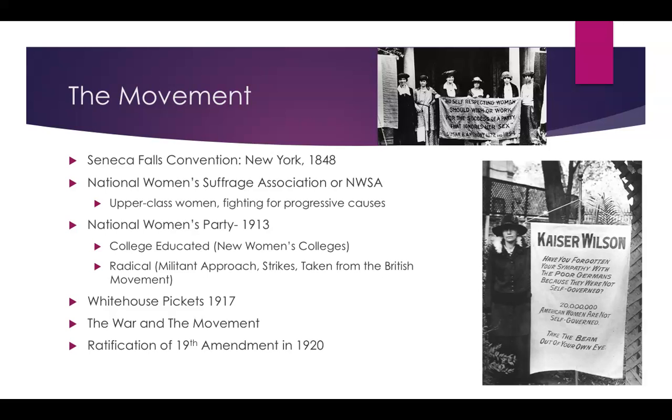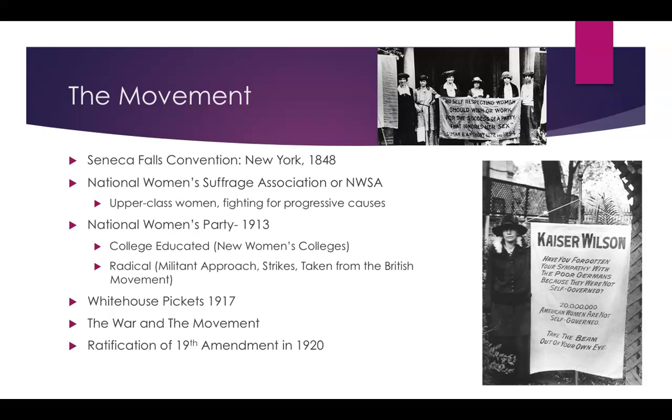In 1913, the National Women's Party was created under Alice Paul, and this party was created as a subset of the National Women's Suffragist Association due to their disagreements over the ratification of the 15th Amendment. The National Women's Party consisted of mostly college-educated young women due to the fact that new women's colleges were available at the time. They were more radical. They had a more militant approach. They used a lot of strikes, and they took a lot of their ideas from the British movement, which was a lot more violent and militant in its nature.